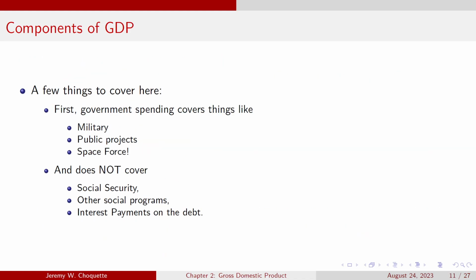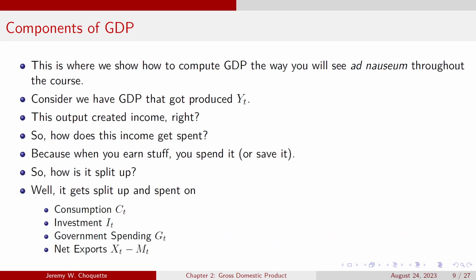So a couple things I want to cover about government spending. Government spending covers stuff like the military, public projects, Space Force, cool things like that. Now, when you think of government spending, let's talk about what it's not going to cover. It doesn't cover Social Security or social programs or interest payments on the debt. So if you're thinking about GDP and you're like, well, there's all these transfer payments and entitlements and stuff, that's not adding up to the little G term in GDP.